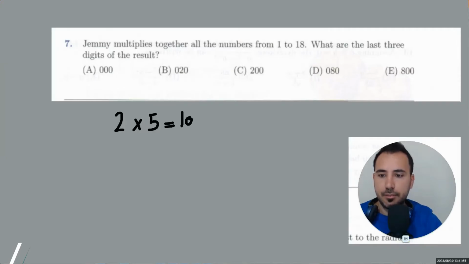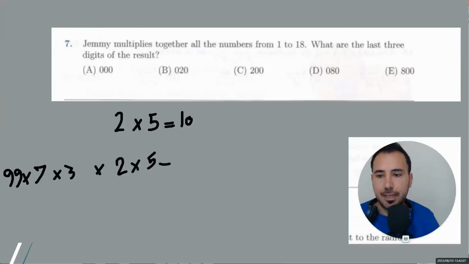But if I give you 2 times 5 and a lot of other numbers, like I multiply by 3, and then I multiply by 7, then I multiply by 99, what would be the last digit? The last digit would still be 0 because here we have a 2 and a 5. But to this multiplication, if I add another 2 and another 5, what happens? Here, you could do it on a calculator if you like.